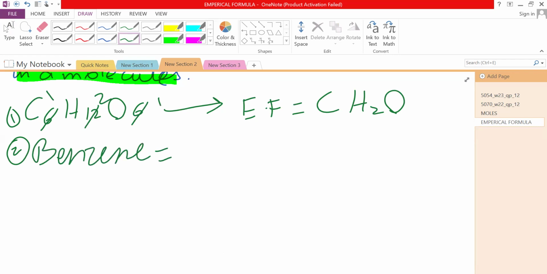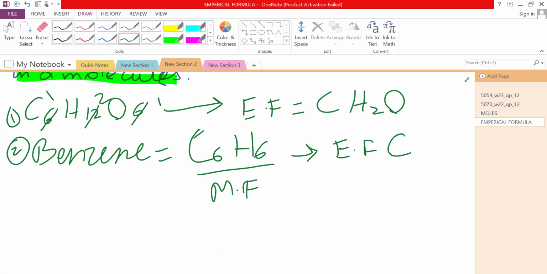The molecular formula for benzene is C6H6. This is the molecular formula for benzene. However, its empirical formula is CH. What we have done is just simplified it: the ratio is 1:1 here. So CH is the empirical formula of benzene.